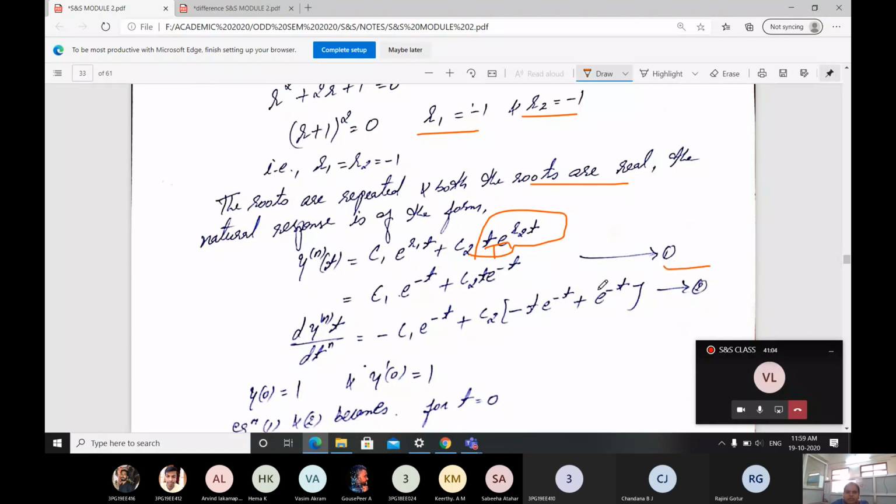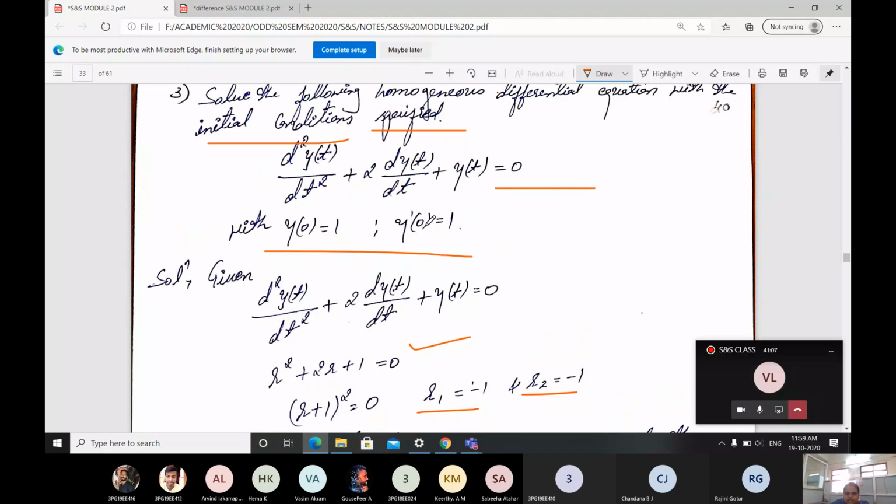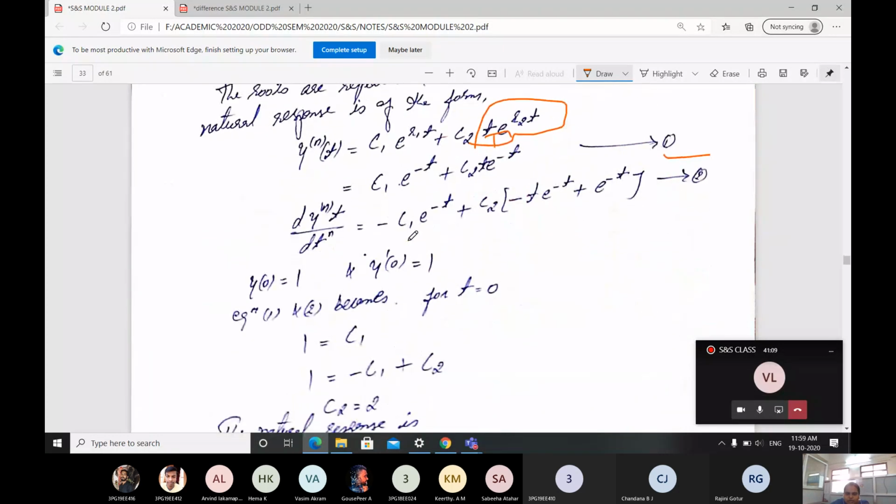Taken this as equation 1. In the condition they have given y dash of 0 also, which means differentiation. For that reason, differentiate yn of t, the natural function. dyn of t divided by dt is going to be, after differentiation, minus c1 e power minus t plus c2, it's a differentiation of a into b. Okay, like that you have to do. c2 after differentiation you will be getting as minus t e power minus t plus e power minus t. This is taken as equation 2.